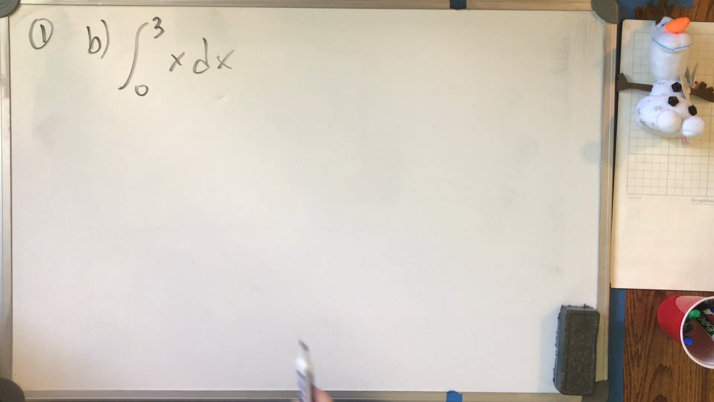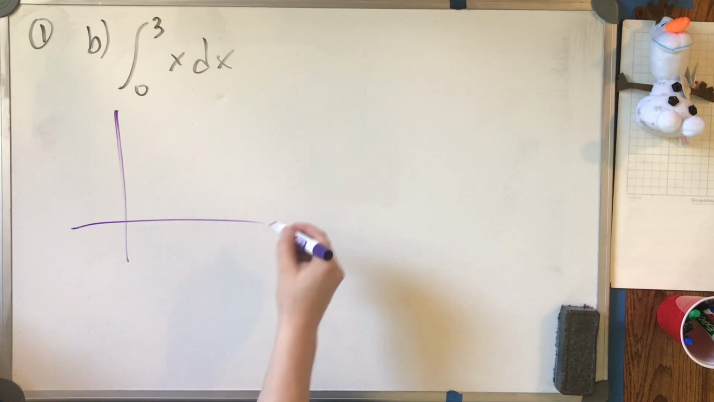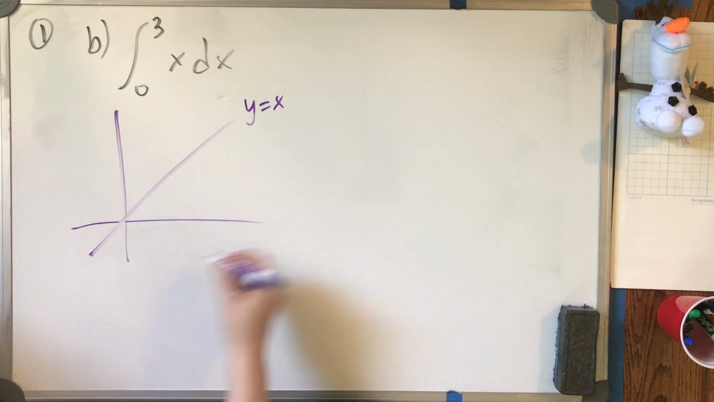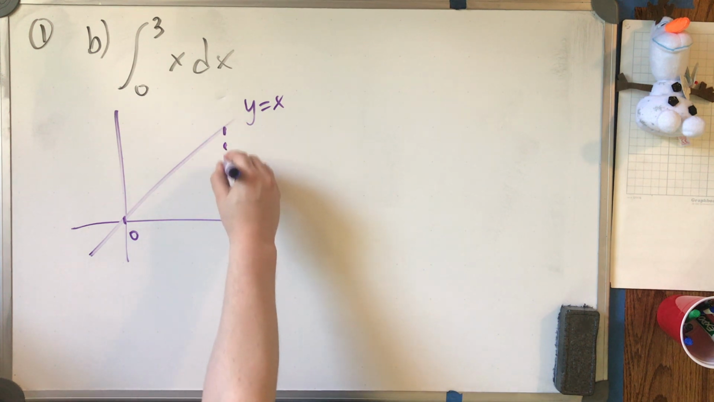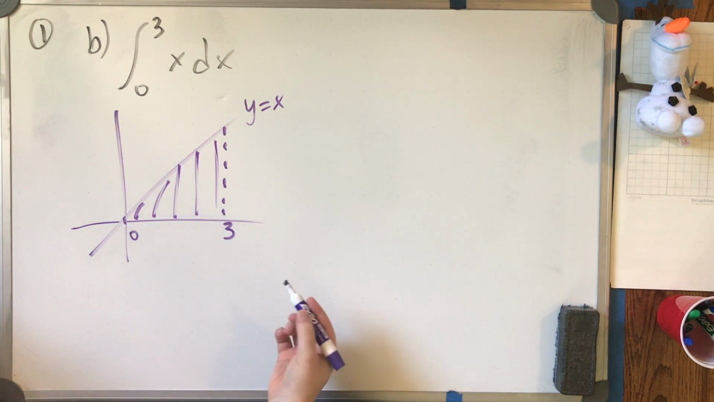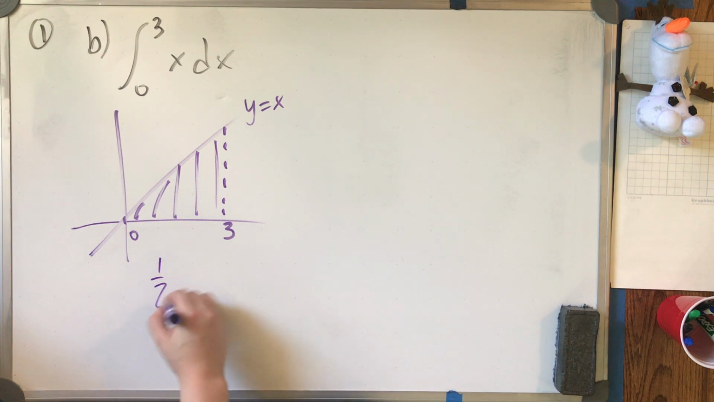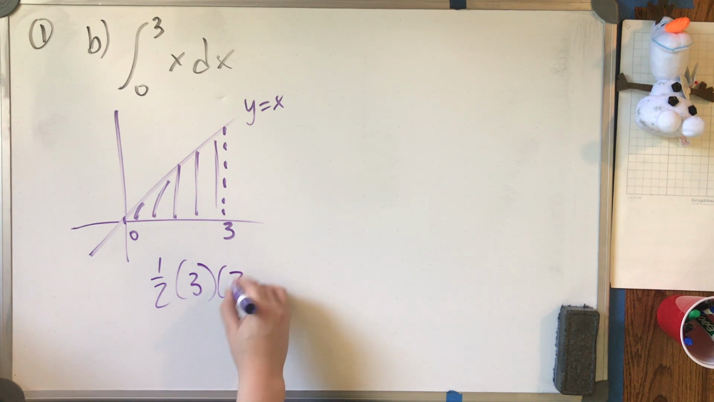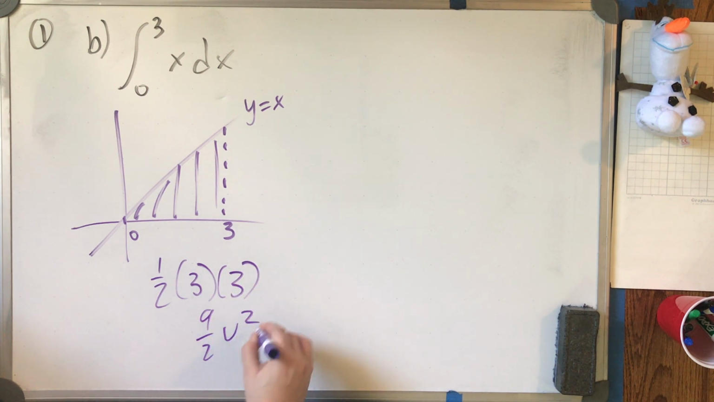For part B, we're going to, again, use geometry, so we've got to graph this. I'm going to graph the line y equals x, and I'm looking at it from 0 to 3. Okay, so this area underneath the curve is a triangle. So I'm going to do 1/2 the base, which is 3, times the height, which is also 3. So I will get 9 over 2 units squared using geometry formulas.